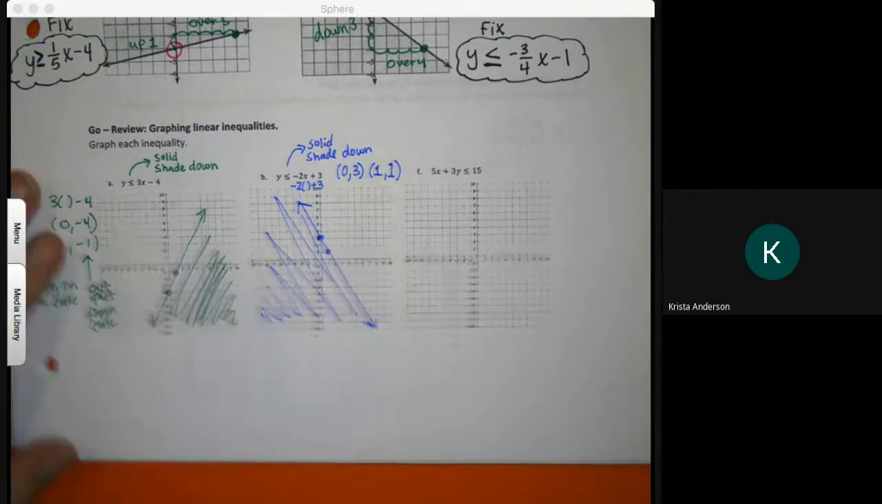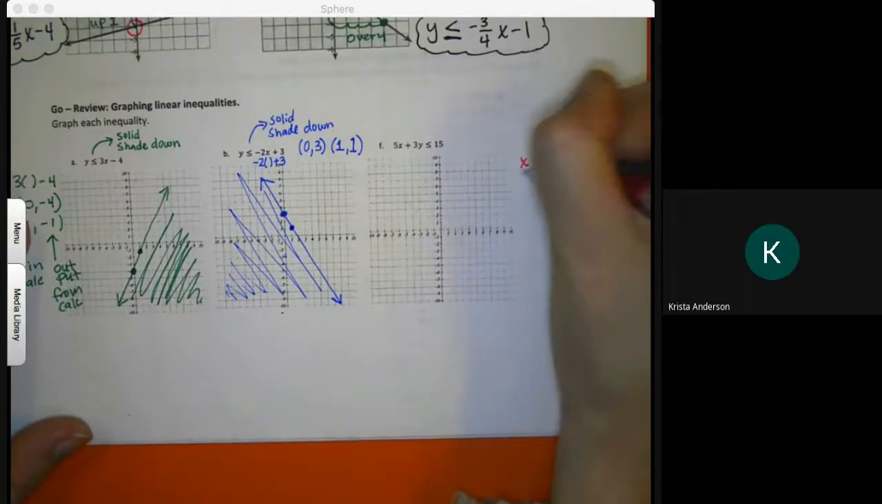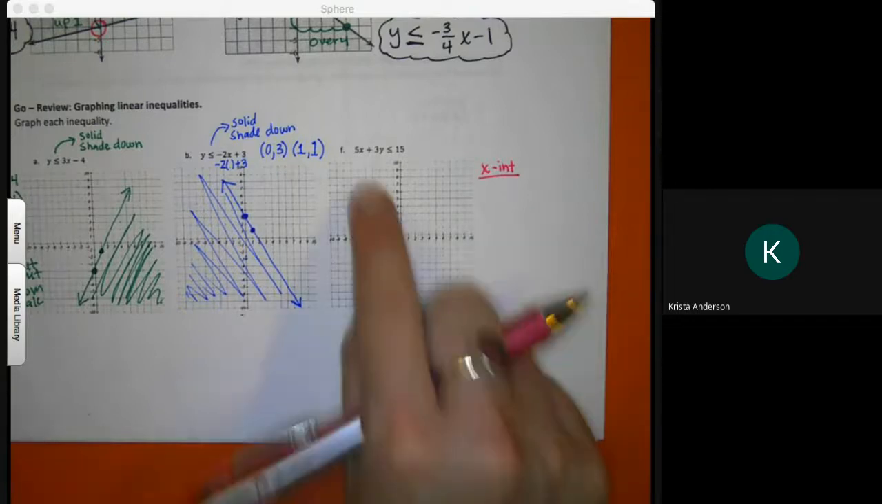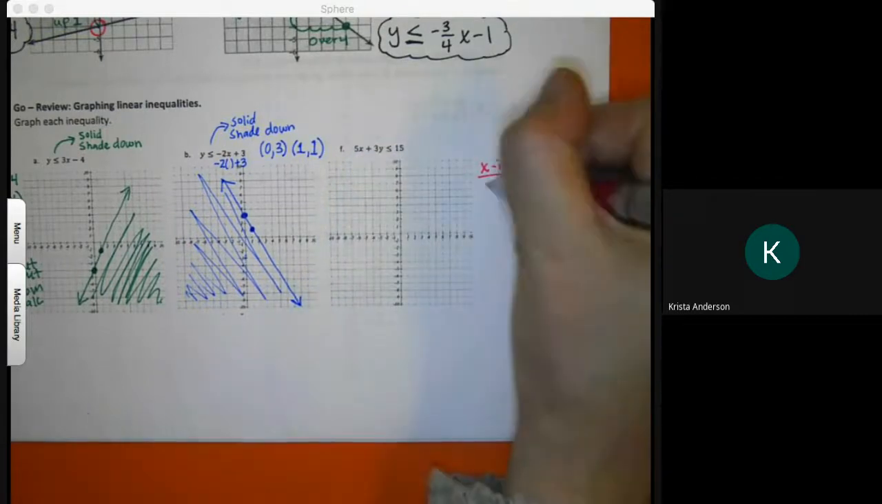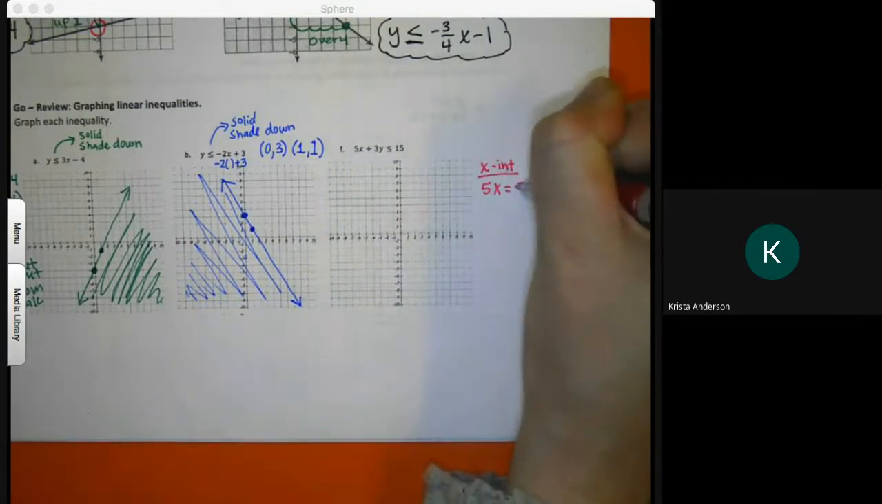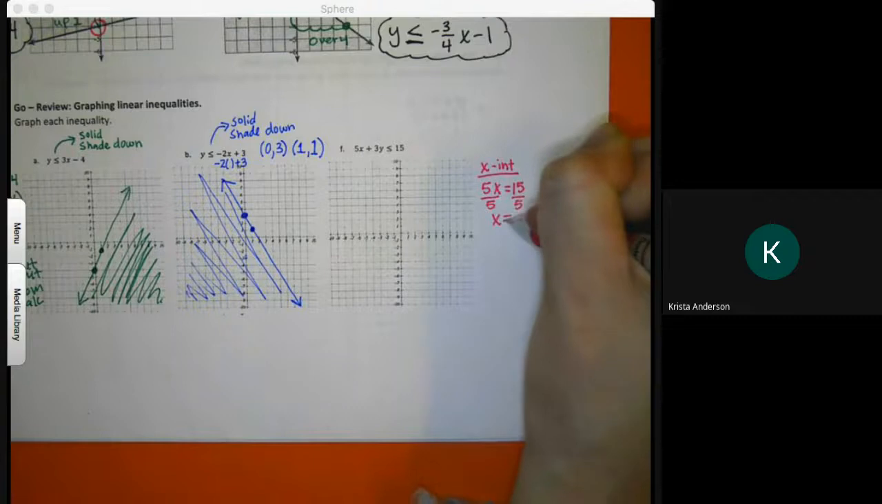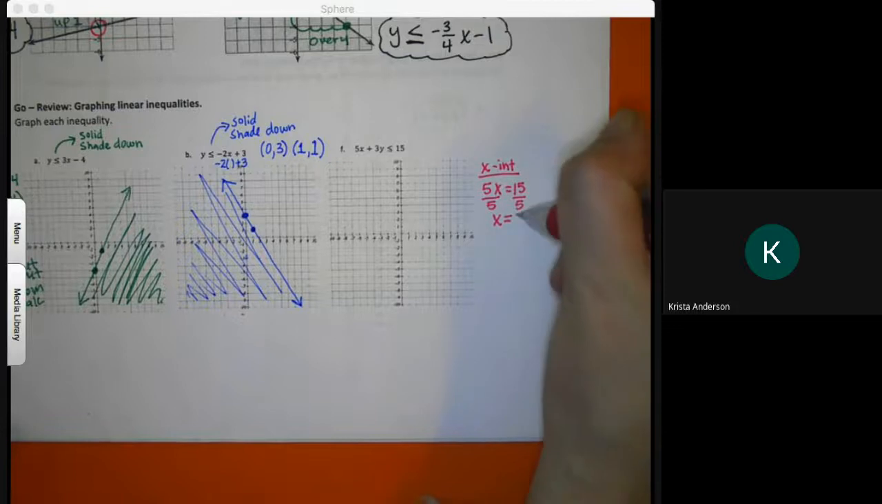Does anybody remember how to find the X-intercept? I'd substitute in a 0 for the Y, which would make it go away. And I would have 5x equals 15. I'm just going to try and look for what would equal 15. What would x have to be? 15 divided by 5 is 3.